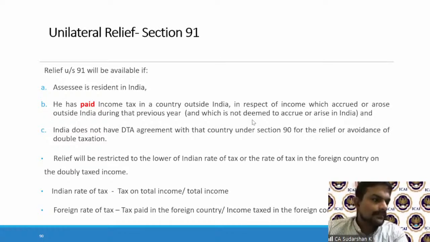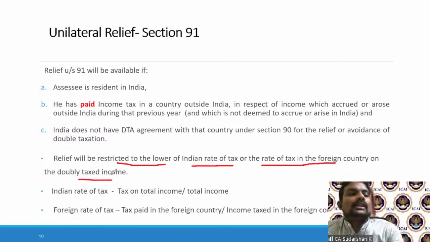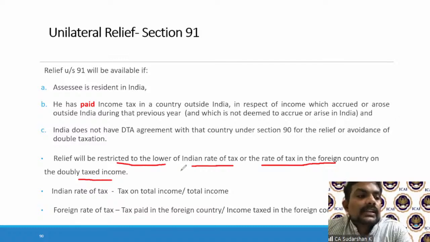So if you can see, relief will be restricted to the lower of the Indian rate of tax or the rate of tax in the foreign country on the doubly taxed income. So whatever income is doubly taxed, the relief will be restricted to the lower of your Indian rate of tax or the foreign rate of tax.